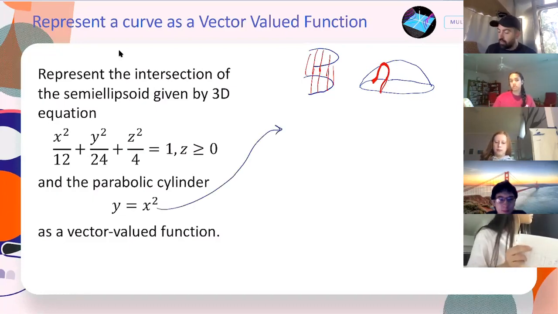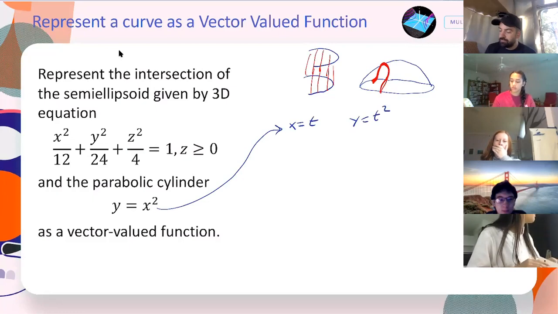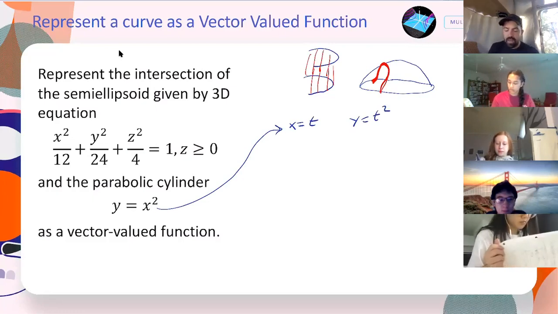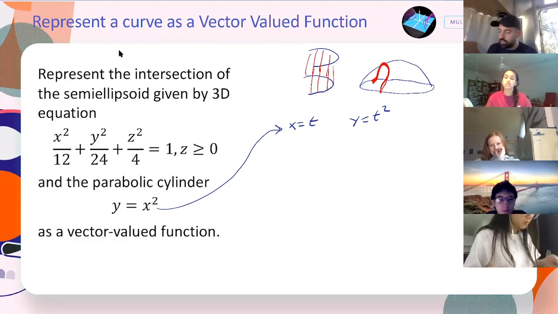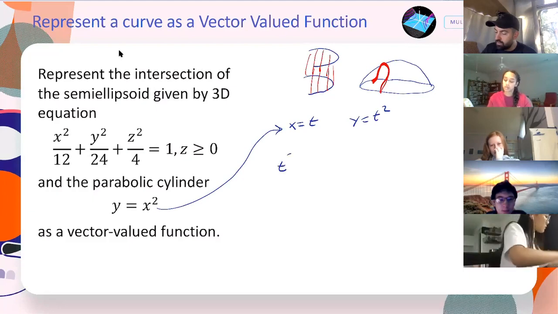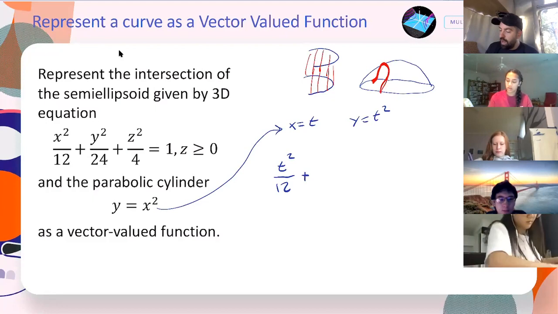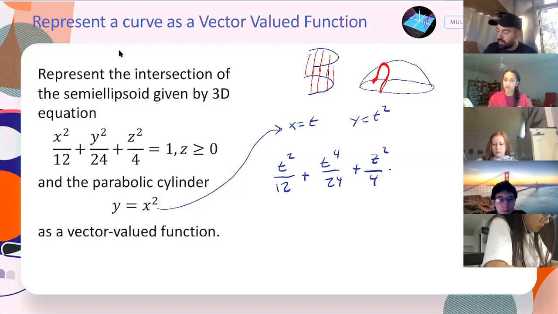And I would go ahead and parameterize that. So y equals x squared is easy. We're going to let x equal t and y equal t squared. And then I'm going to plug that into the more complicated equation. So x is t, so this will be t squared over 12. y is t squared, so this will be t to the 4th over 24. And then I have z squared over 4 equals 1.